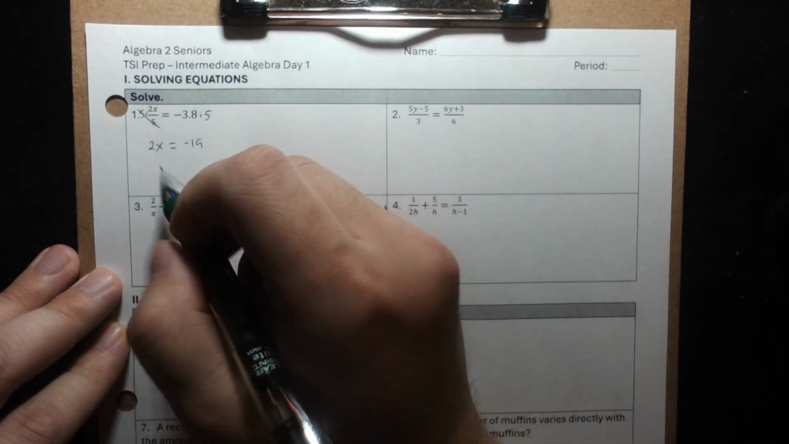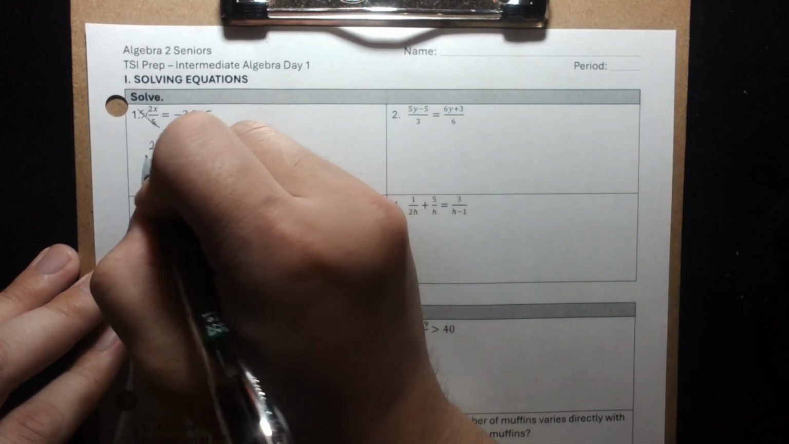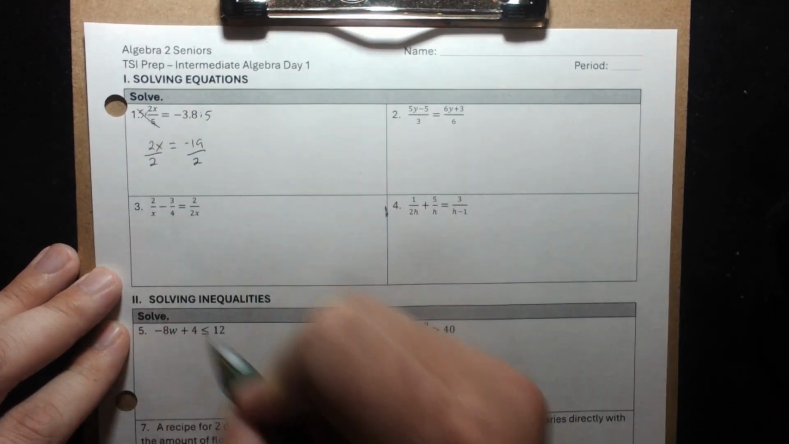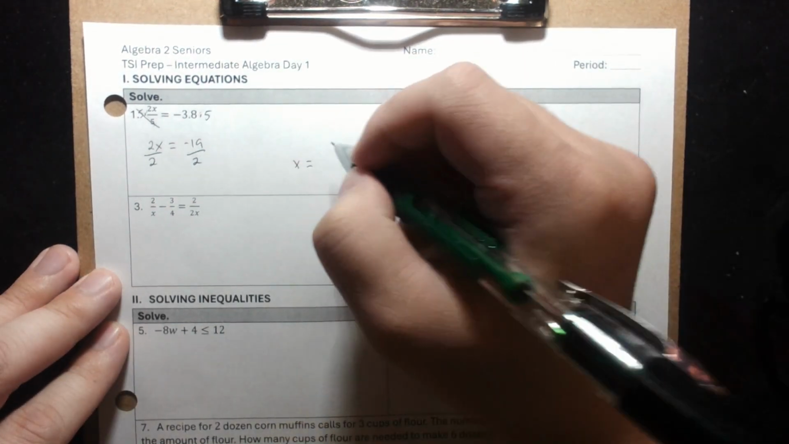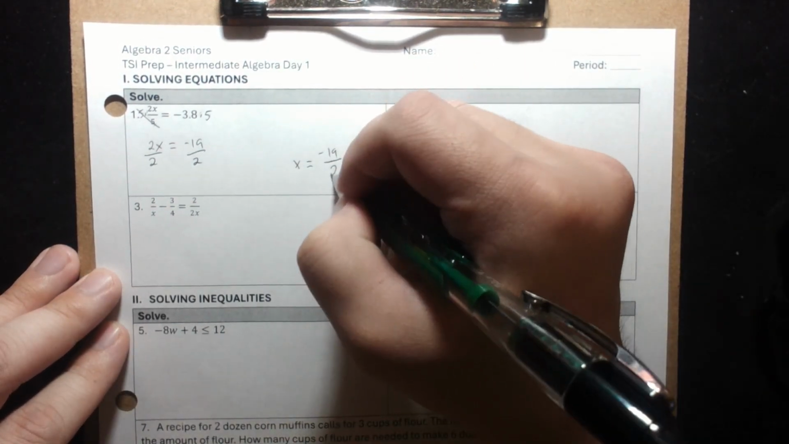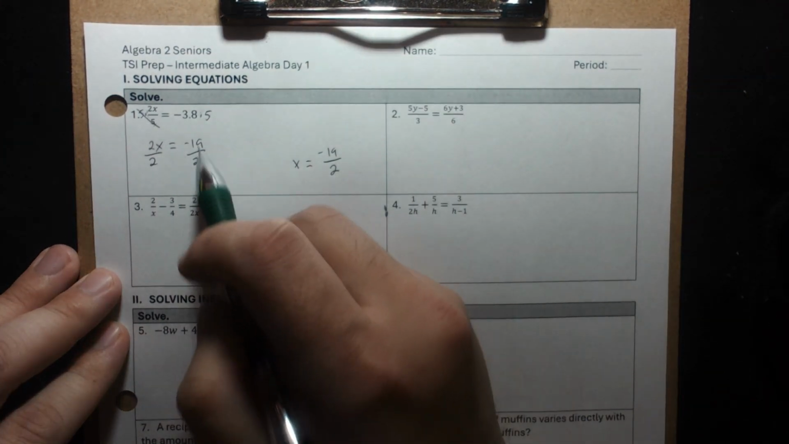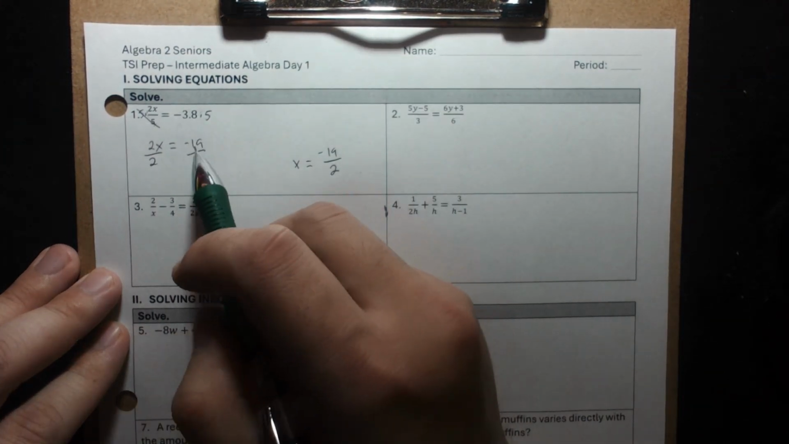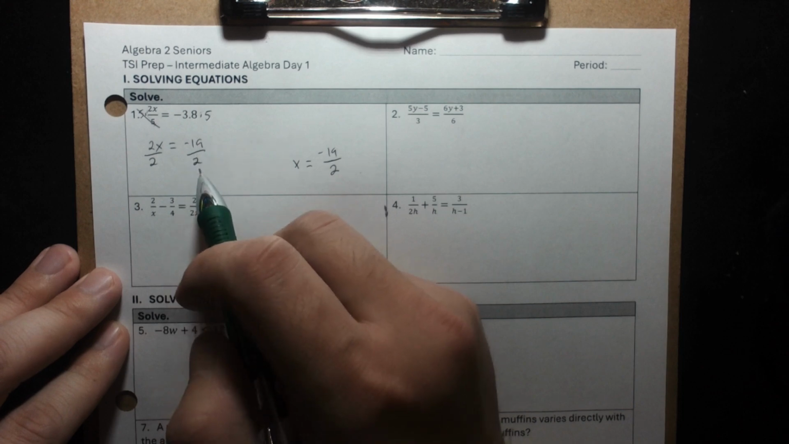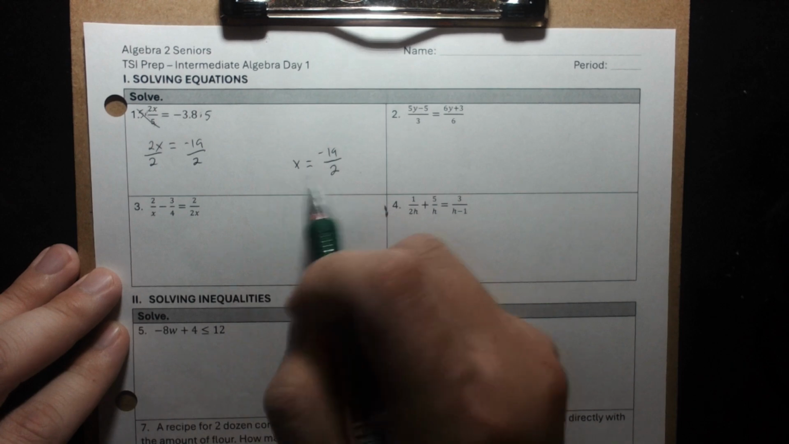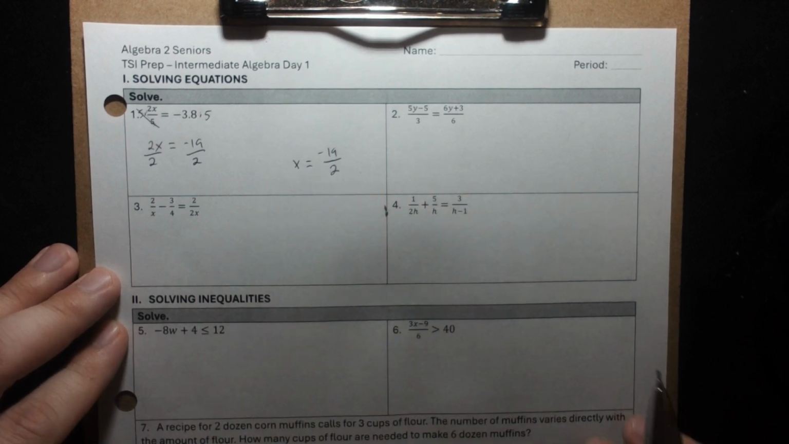So now I can go ahead and divide both sides by 2 here, and you're going to be left with x equals negative 19 over 2. So if I divide this, I'm going to get a decimal, but negative 19 over 2, that fraction is already simplified, so I can just leave my answer like this, x equals negative 19 over 2.